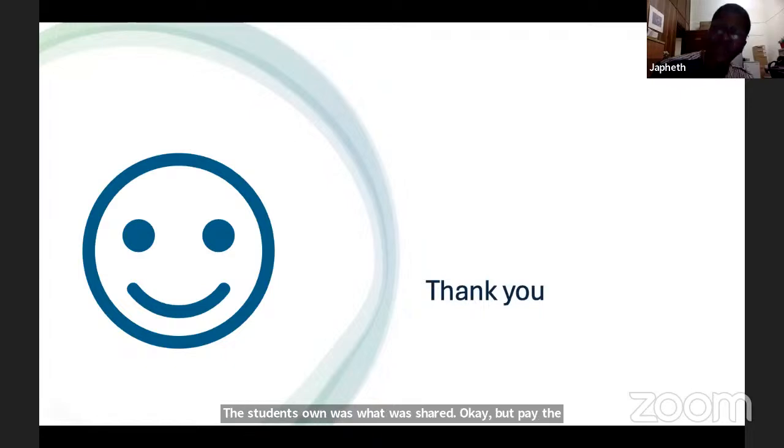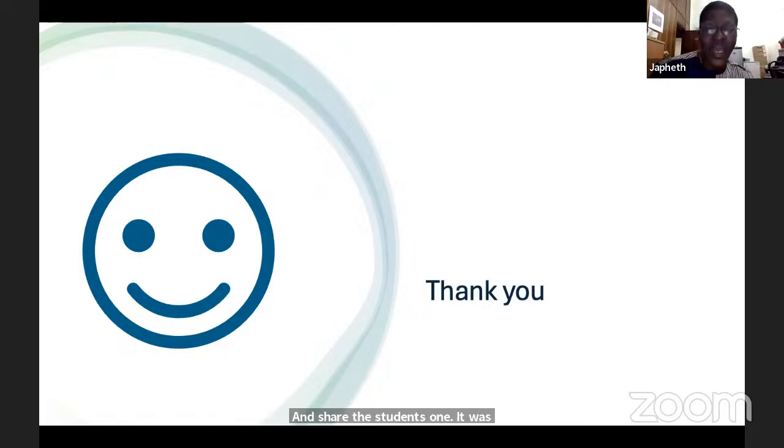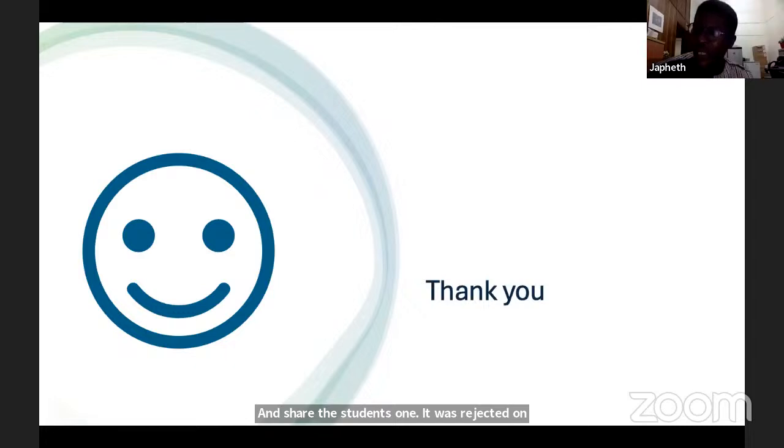But per the journal's committee, they said that our paper looks like the work started before approval. But in actual fact, that is not the case. But because probably we were not very particular and shared the student's one, it was rejected on technical basis. So your work or your article can be rejected based on several factors. But the good thing is you always have the opportunity to address issues where possible.